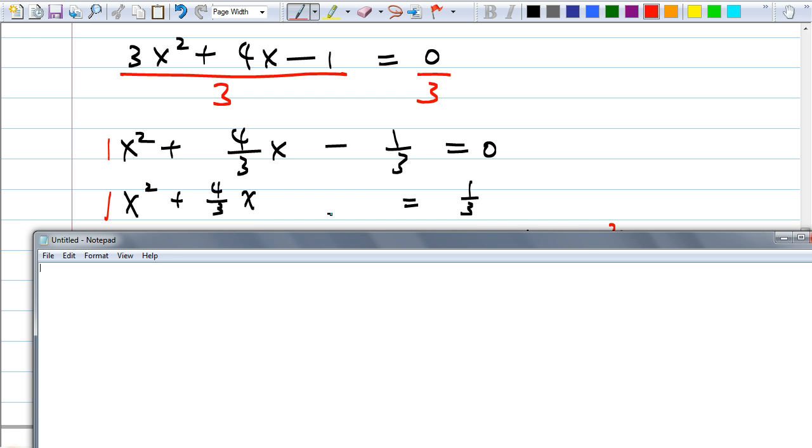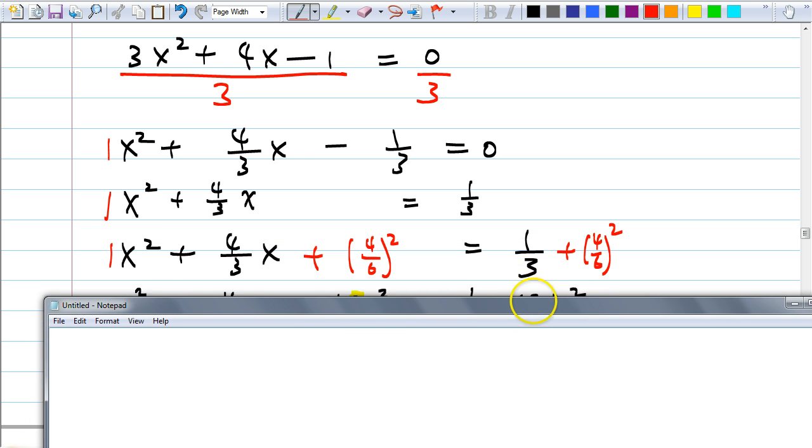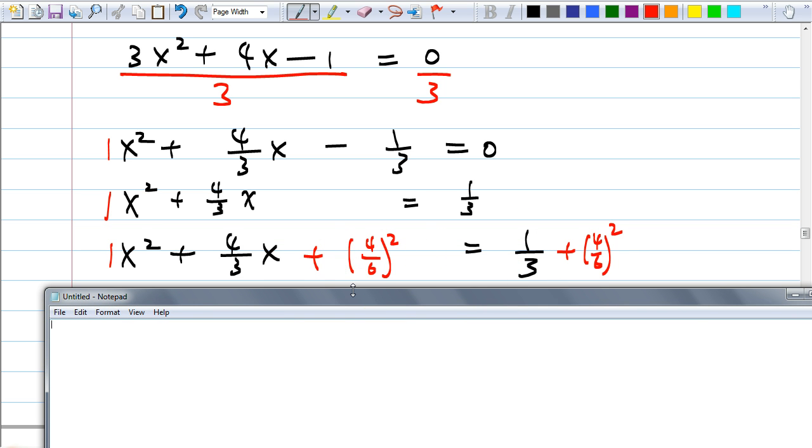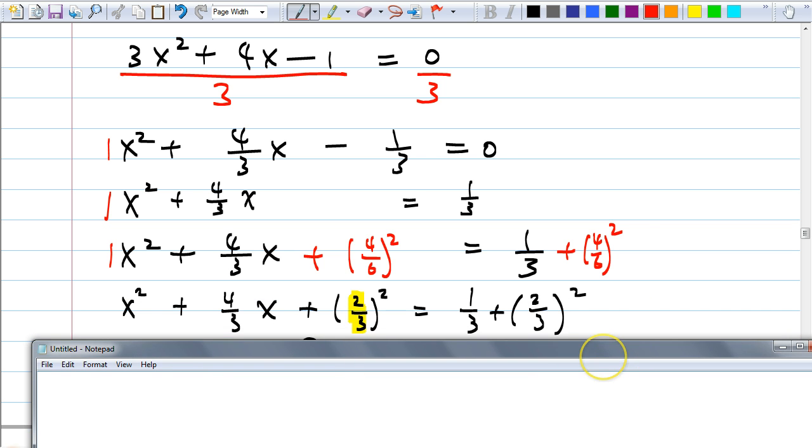What is 4 over 3 over 2? That's the same as dividing by 2, which is multiplying by 1/2. So you get 4 over 6, because you're multiplying by 1/2. So don't you get 4 over 6 squared? If you're going to add that to the left side, guess what? You must add it to the right side. And Emily says, wait a minute, what is really 4 over 6? 2 over 3. Do you think it's best to simplify this before you go on? Always what, guys? Simplify.